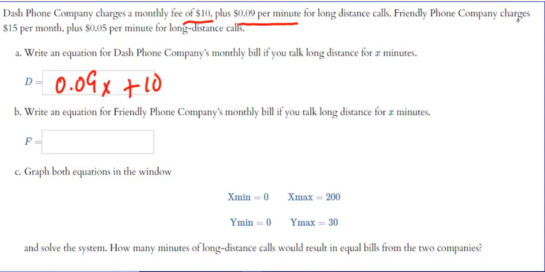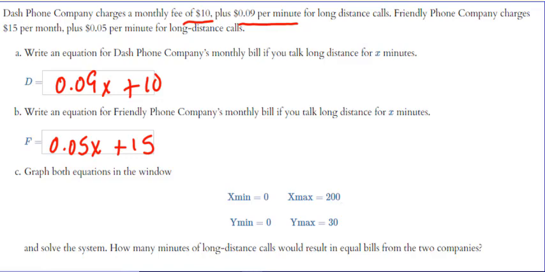The Friendly Phone Company charges $15 per month plus 5 cents per minute to use. So again, that's 0.05x plus 15. So Friendly charges a little bit more monthly, but a little less in the minutes. Now, they tell us X min 0, X max 200, Y min 0 to 30. I'm just going to set my 0 to 200, okay?